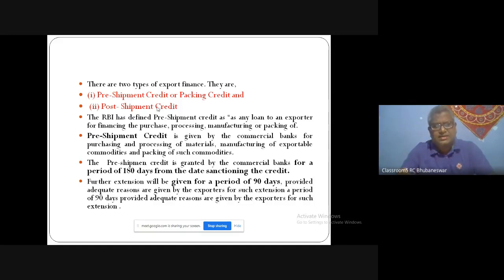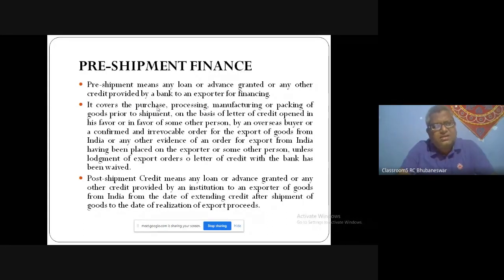Well, there are two methods. One is pre-shipment credit with immediate action by the commercial bank for purchasing, processing, manufacturing, exporting and packaging. Another pre-shipment credit is granted by a commercial bank for 90 to 180 days, and if adequate, an extension of another 90 days is approved. But the question here is, sir, what is pre-shipment finance? Already I have discussed: it is finance through which the amount required for purchasing, processing, manufacturing and packaging is provided, and the overseas buyer confirms the particular pre-shipment finance.